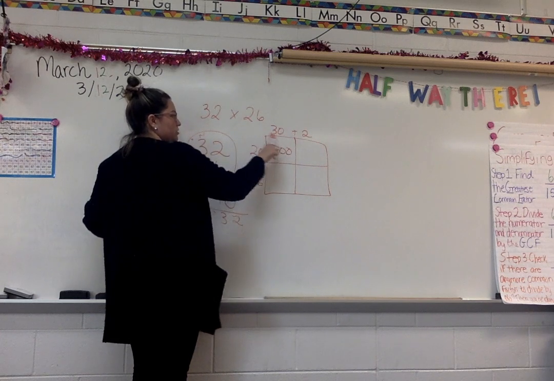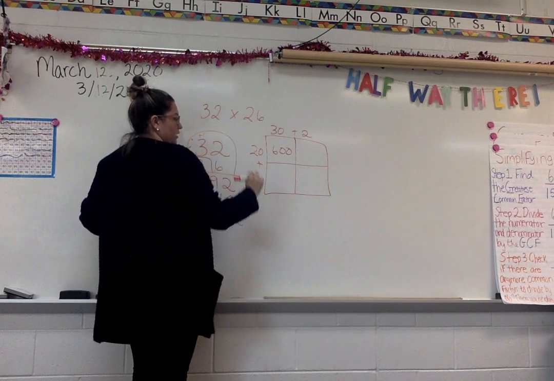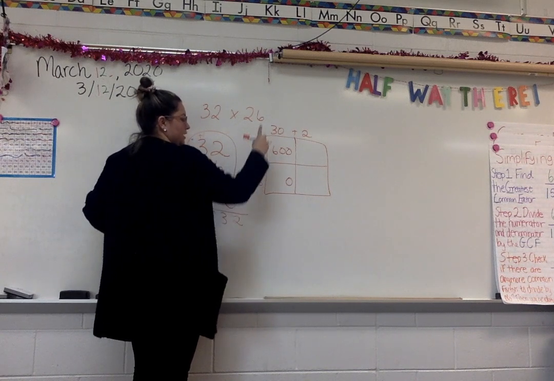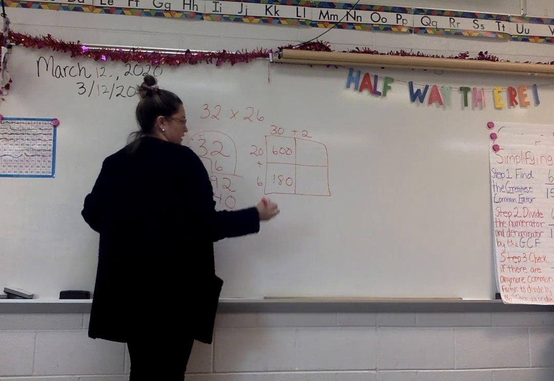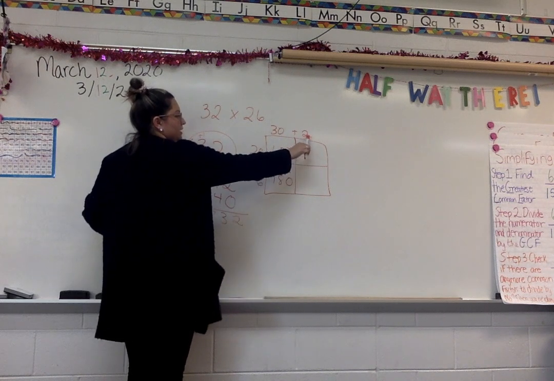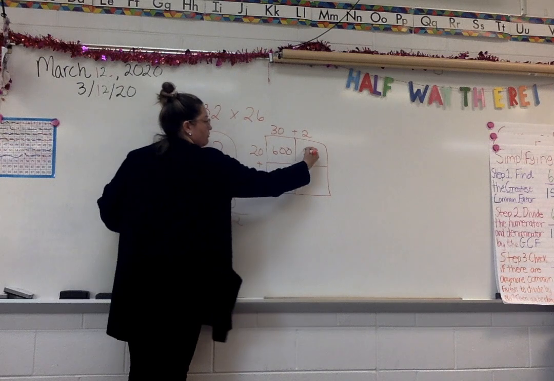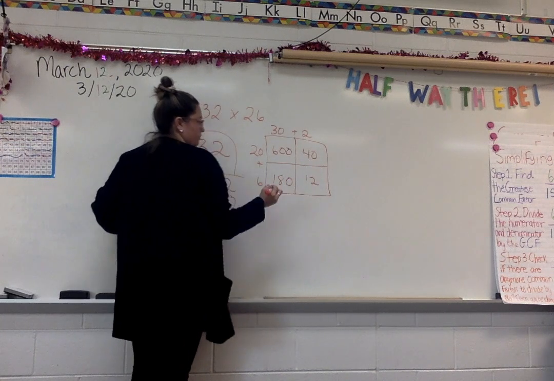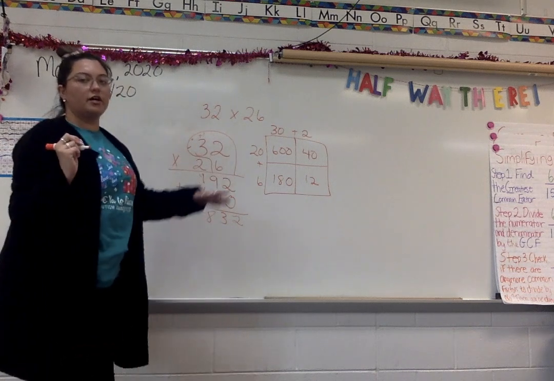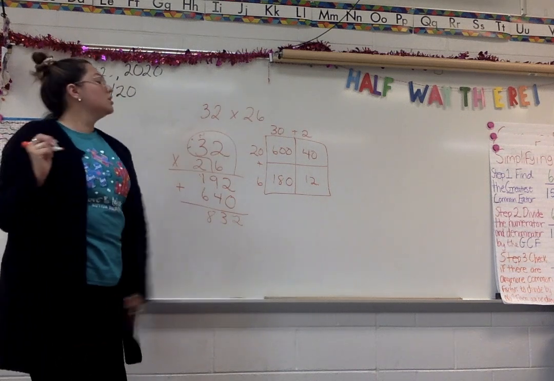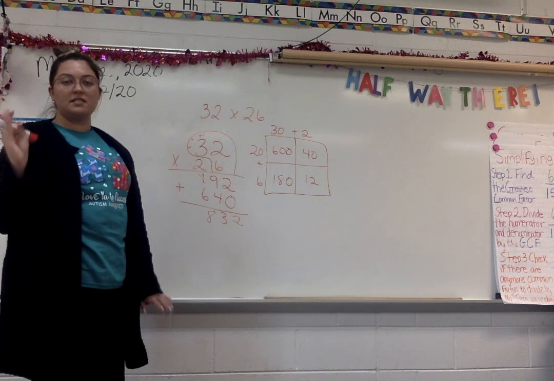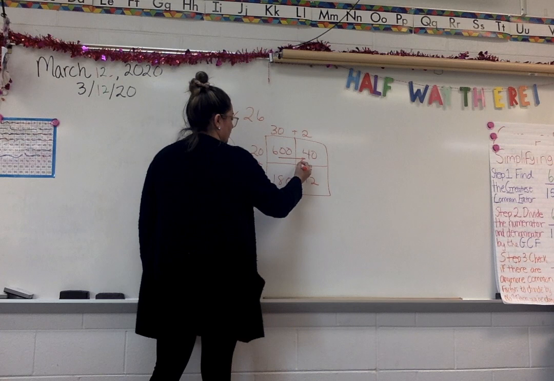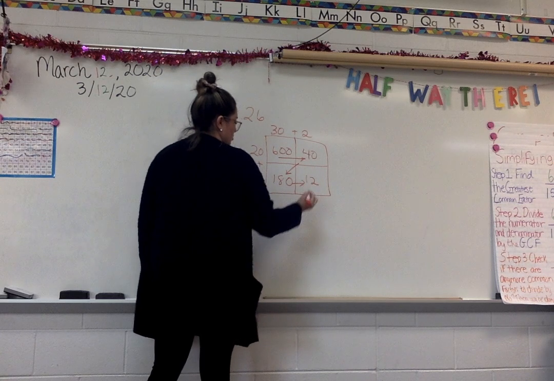Okay, then I'm going to stick with doing my 30 and move to this box here. So I have 30 times 6, but I know I have 1 zero. Then 3 times 6 will give me 18. Okay? Then 2 times 20 should give you 40. And then 2 times 6 should give you 12. All right? Now remember, we want to try to go in order and down so that we make sure we don't miss any steps in our adding. So we're going to do 600 plus 40 plus 180 plus 12.